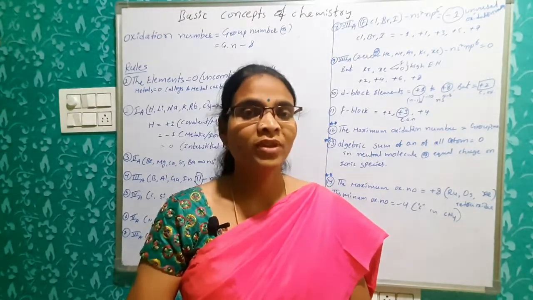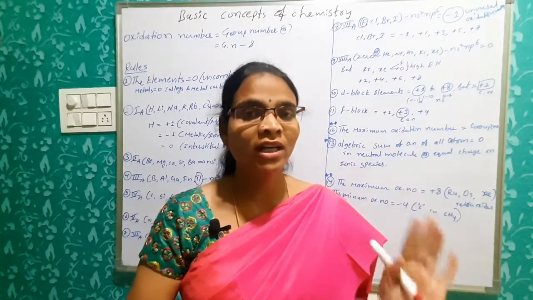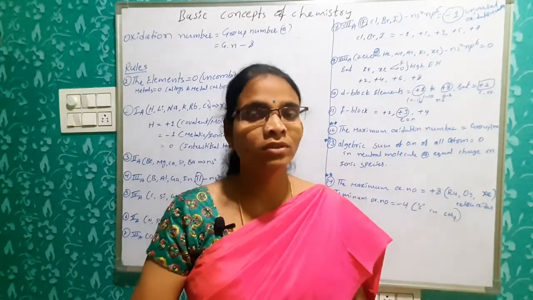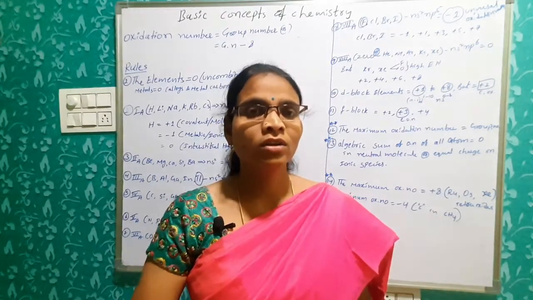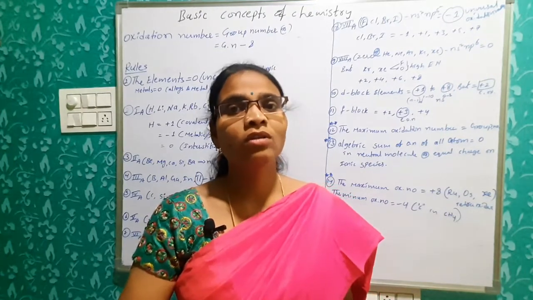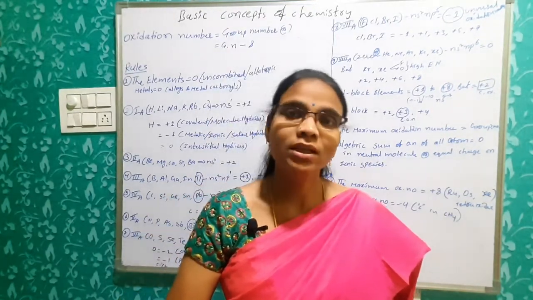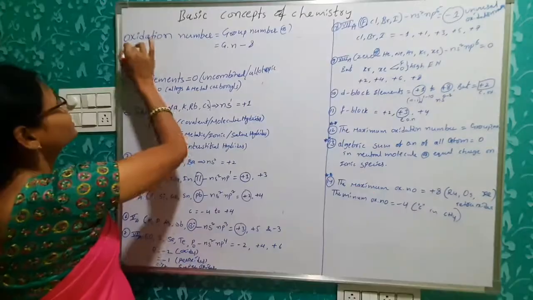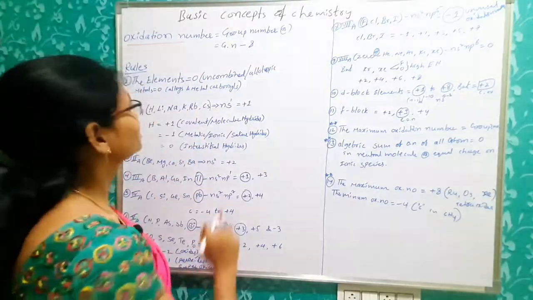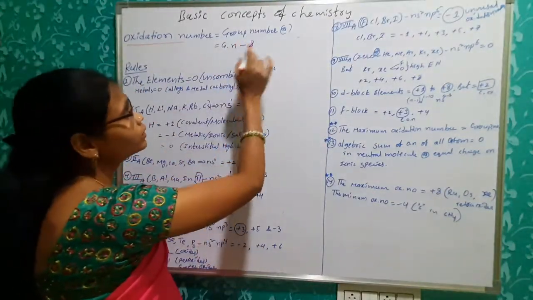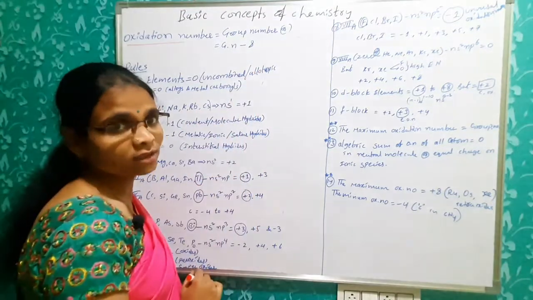I am Vijayalaxmi. In the previous video we learnt valency and oxidation number, and the differences between them. In this video we are going to learn about the rules to be followed while calculating oxidation numbers. As I said in the previous class, oxidation number is equal to group number or group number minus 8.